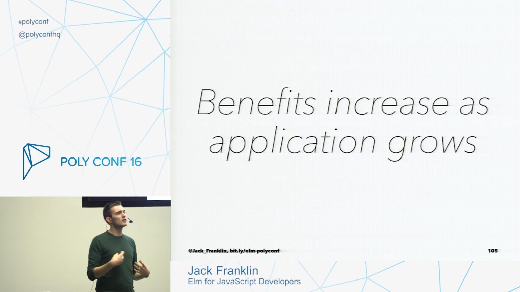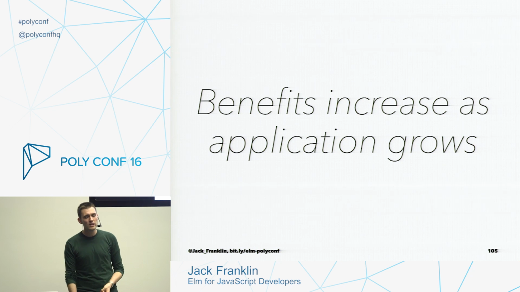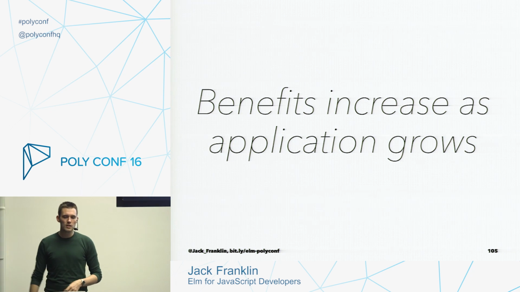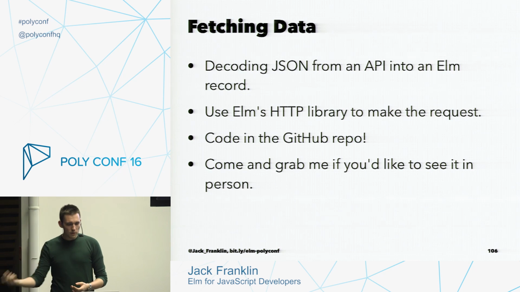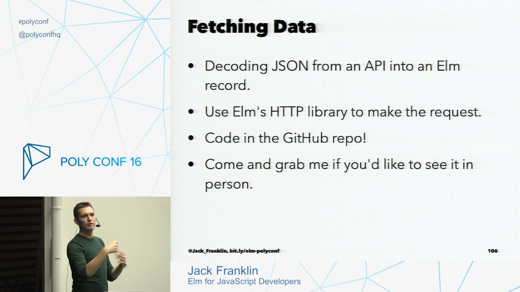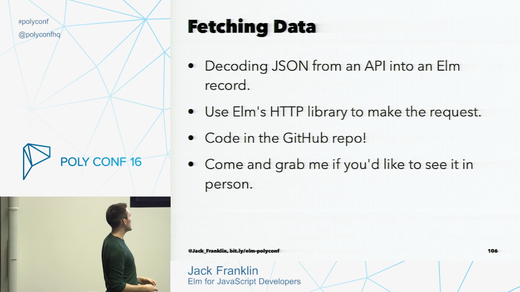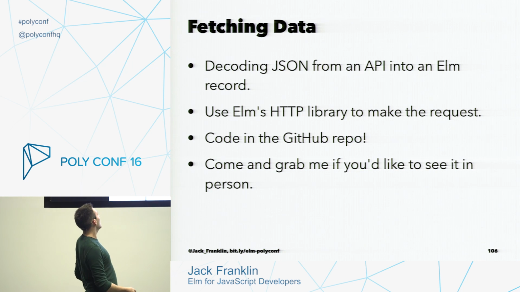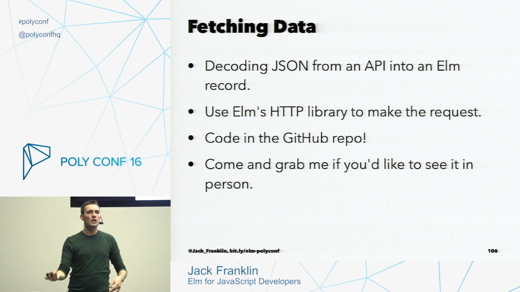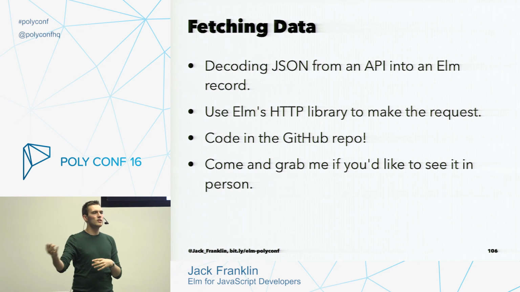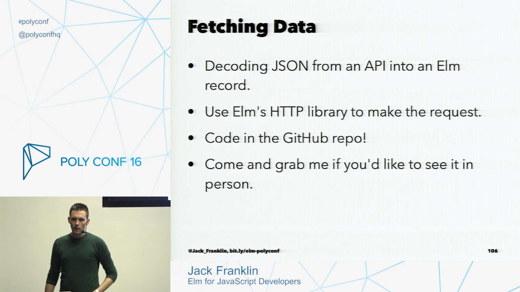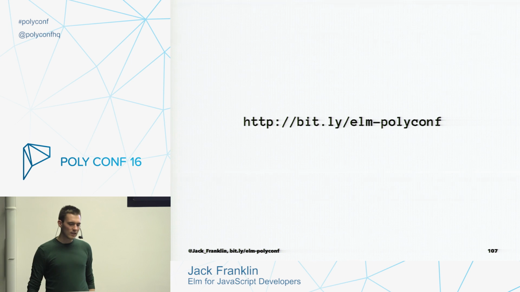At a small scale like this, it doesn't really matter what you write it in, let's be honest. But in a bigger application, you'll get a lot more of these benefits. Just to briefly cover, I didn't actually cover how we fetch data from GitHub and turn it into an Elm data type. The code's in the GitHub repo. Please come and chat to me if you want to talk about how we decode JSON into Elm records as well.